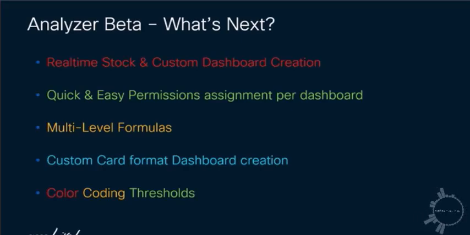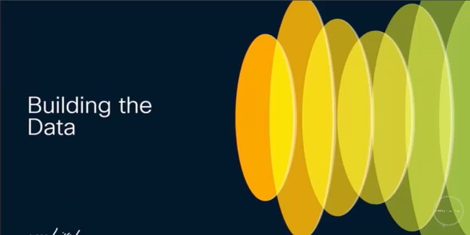Multi-level formulas, so when we're creating our own unique calculations, I don't have to stack calculations. I can do those all within a single step. Custom cards, to be able to tailor cards to see what your data wants to see, right? And then, obviously very important as well, color coding thresholds, so we can alert supervisors or management teams to when things are perhaps out of sync with where we want them to be.